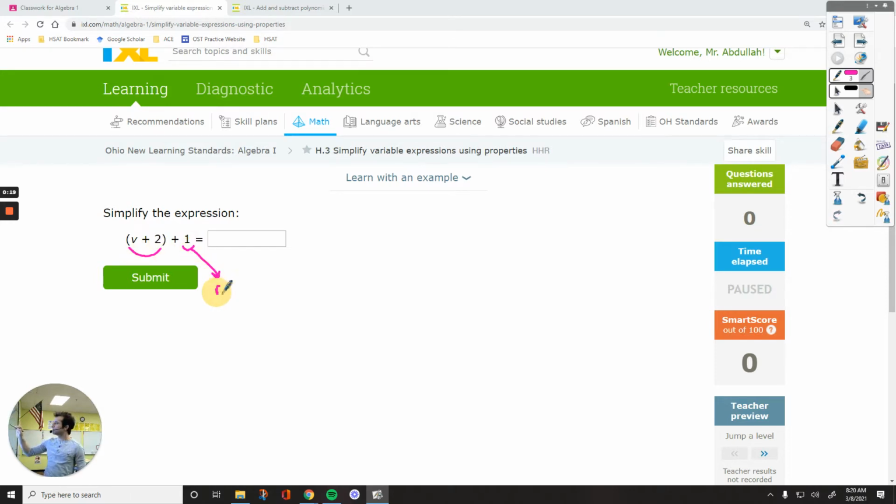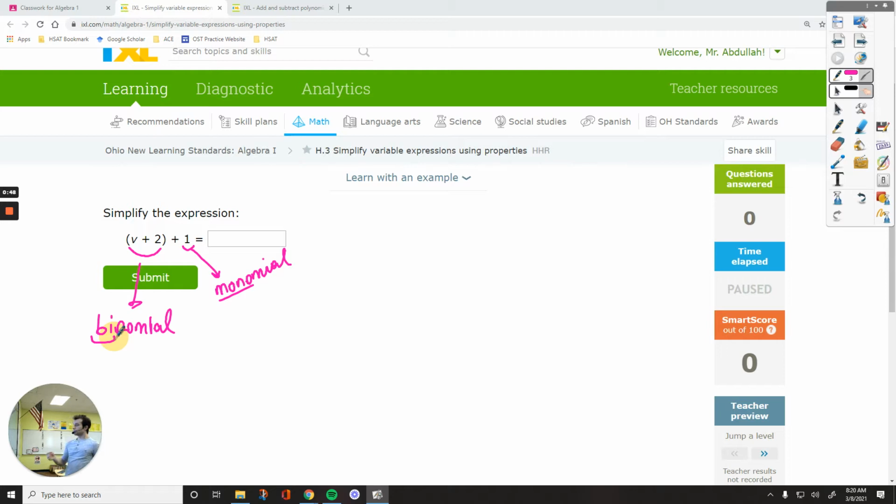So this one is called a monomial because there's only one term. In Latin that means one. This one here is called a binomial, because bi means two in Latin. So we basically combine the like terms. What are like terms? Like variables are like terms, numbers are like terms, variables with the same exponent are like terms.